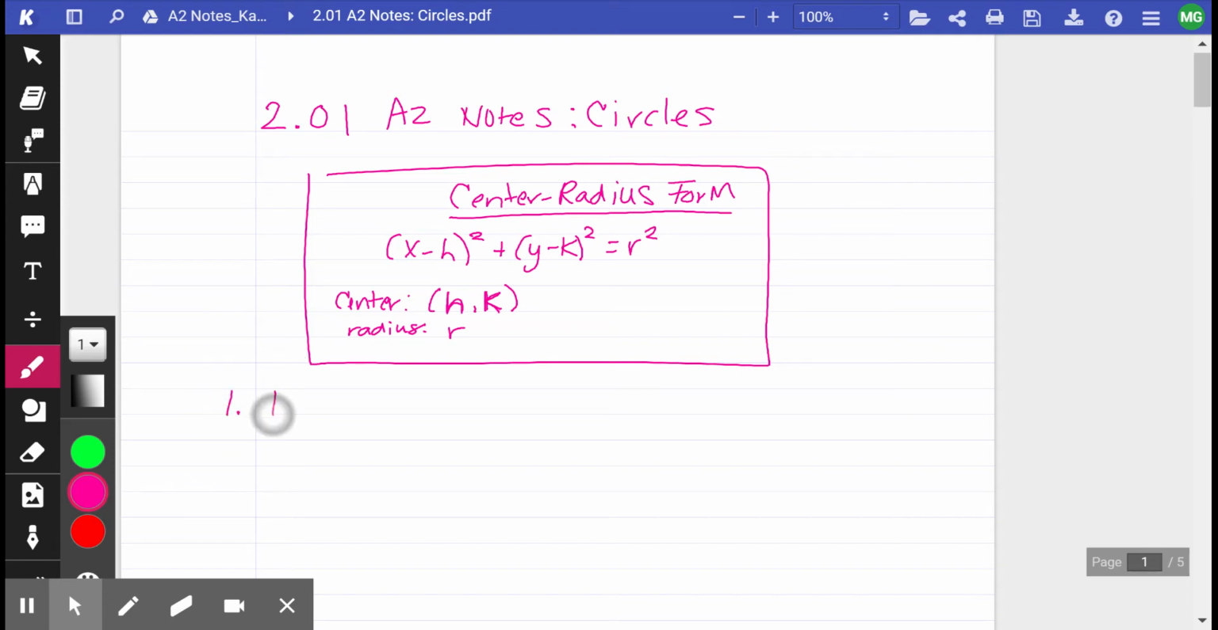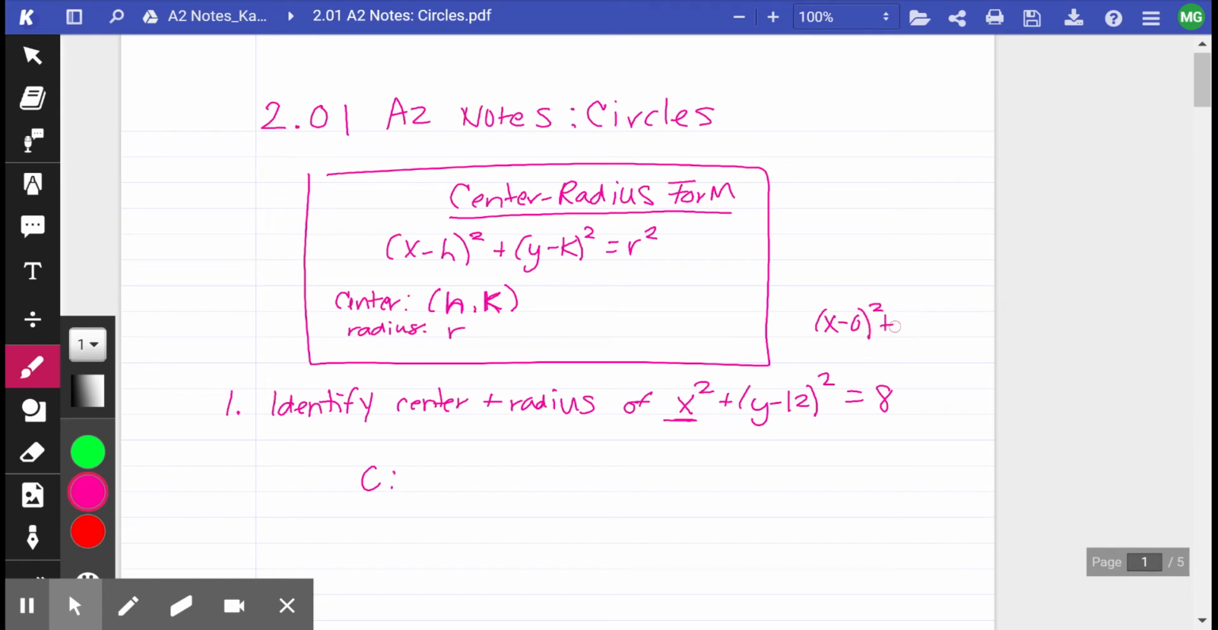So first, I want you to identify the center and radius of x squared plus y minus 12 quantity squared equals 8. For our center, we're looking at whatever's attached with the x, and there's nothing. So that's really like saying x minus 0 squared plus y minus 12 squared equals 8. So your h would just be 0, and your k, again, remember to take the opposite signs, would be positive 12.